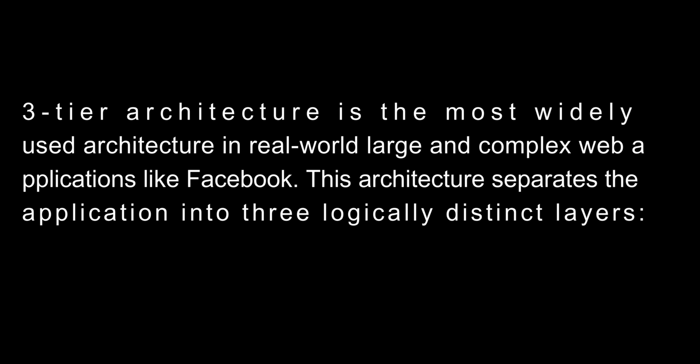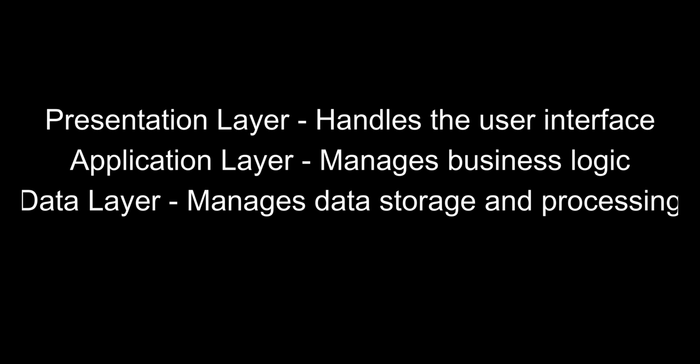Today we will learn about the three-tier DBMS architecture. So what is a three-tier DBMS architecture? The three-tier DBMS architecture is the most widely used architecture in real-world, larger and complex web applications like Facebook. This architecture separates the application into three logically distinct layers: presentation layer, application layer, and data layer. The presentation layer handles the user interfaces, the application layer manages the business logic, and the data layer manages the data storage and processing.